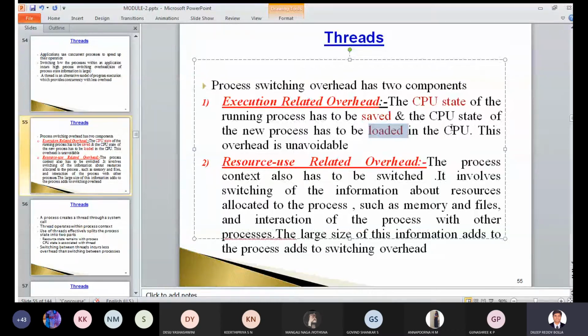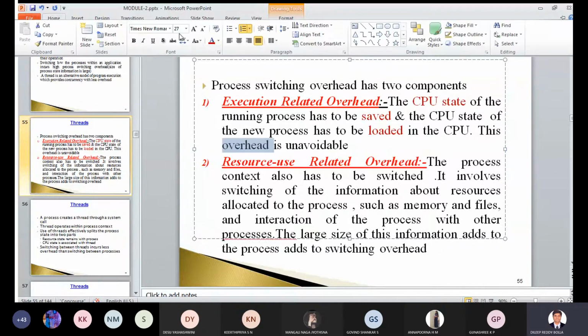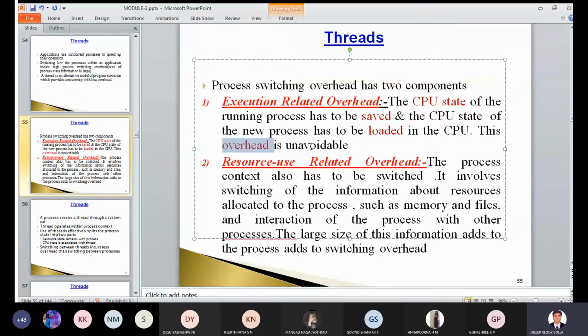Where do you have to do that? In the CPU. So this is overhead which is unavoidable. This overhead cannot be avoided. So this is what happens in your execution related overhead. Is that clear to you? So it's very simple for you.